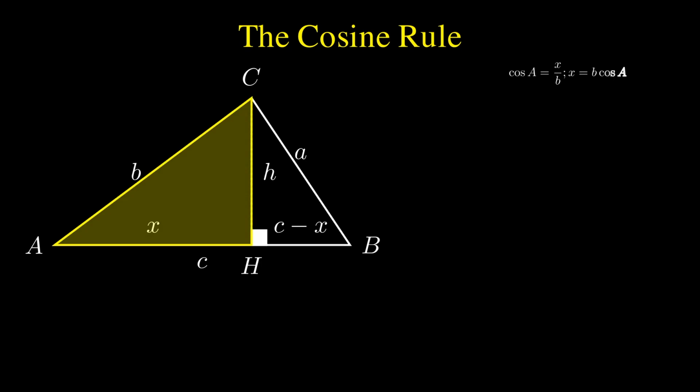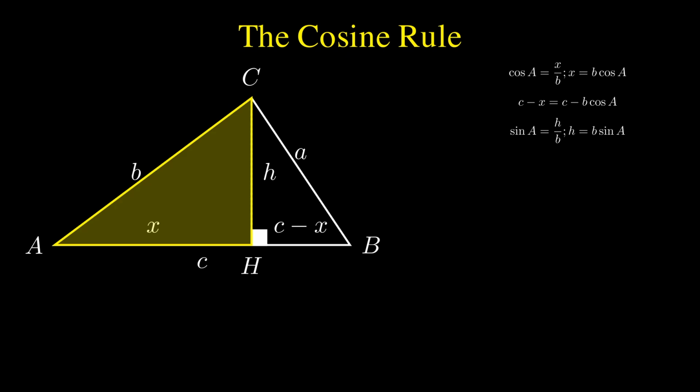From the left-hand side of the triangle, we can see that the cosine of A, so the cosine of the angle, is x all over b. Rearranging that, x is equal to b cosine A. Then c minus x is simply c minus what we just solved for x, so c minus b cosine A. We can do the same with sine, that the sine of A is equal to h over b, therefore h is equal to b sine A.